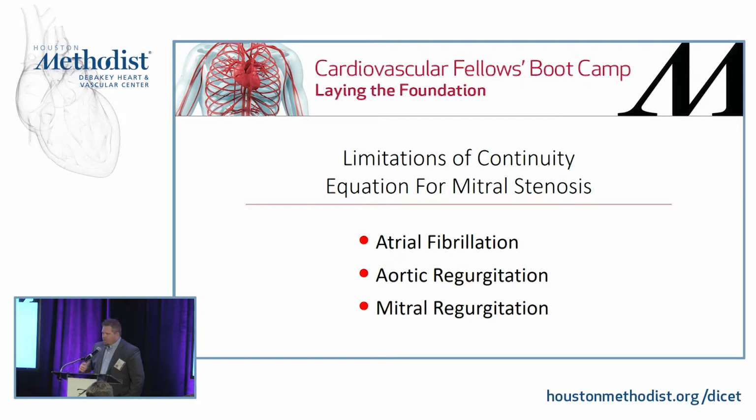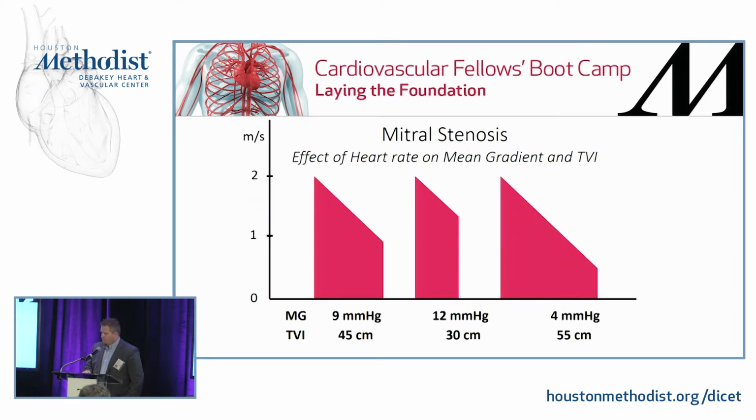There are limitations to each and every one of these ways that we measure. So with the continuity equation used to evaluate mitral stenosis, again, atrial fibrillation, aortic regurgitation, mitral regurgitation, all of these things are going to alter the reliability and the accuracy of these measurements. So what we do in real life is we take our best guess. Based on the symptomatology, based on our best 2 or 3 estimates, which of these correlate with what we think is going on, that's the one that we use.